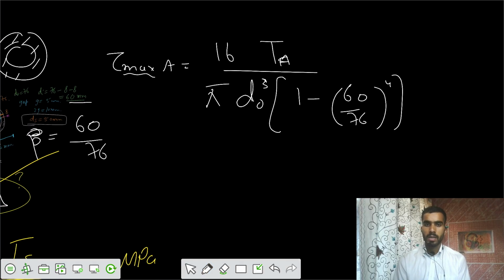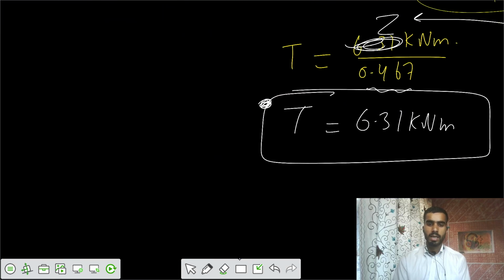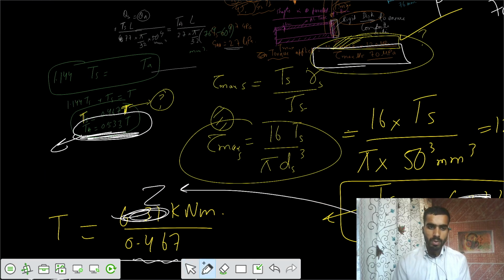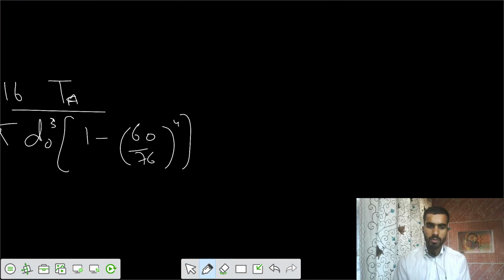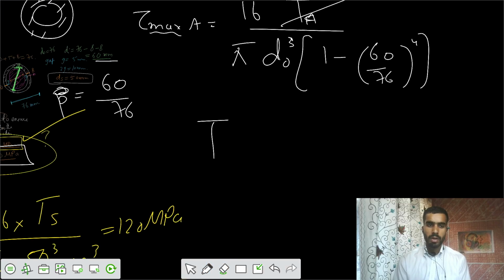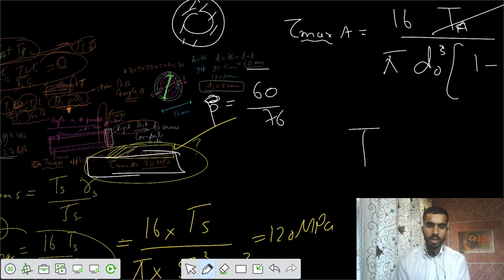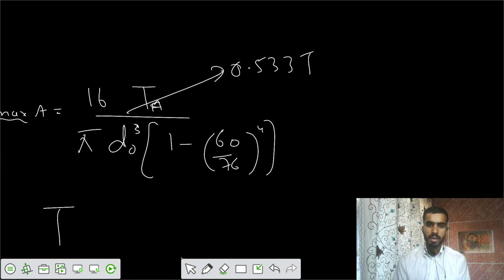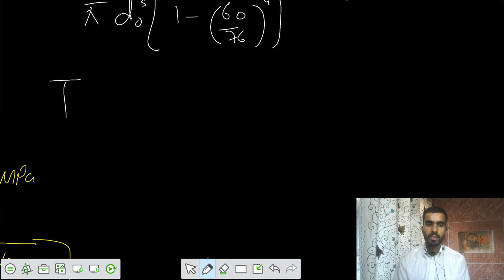And from this, now if you substitute the value of TA equals 0.533T, you can get the value of T. And next, you equate it with the allowable shear stress in the aluminum, that is 70 megapascal, and you can get the value of T that equals 6.92 kilonewton meter.